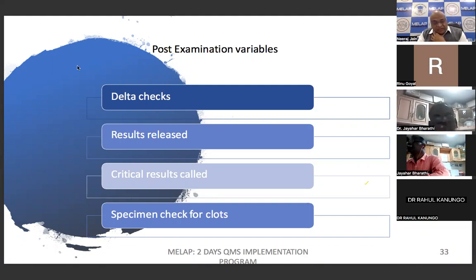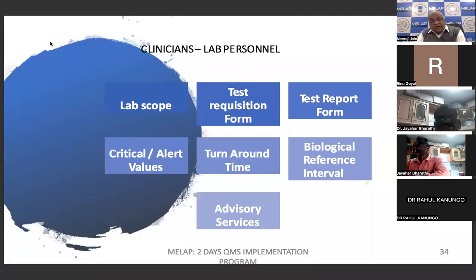Then specimens shall be checked for clots, as we discussed in one exercise also, if it is a hematology case showing some abnormality. You shall have regular interaction with the clinician regarding what tests are to be performed in the laboratory, what information you need on the test request form, what information they expect from you in the test report form, critical alert values, turnaround time, biological reference interval.